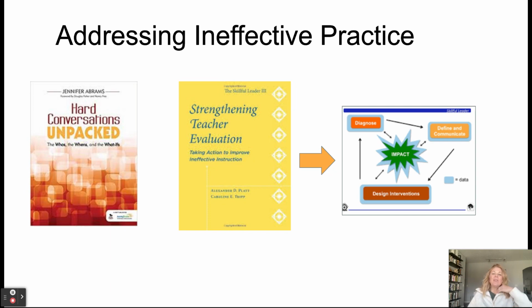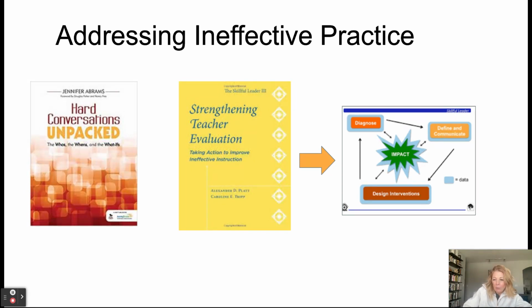Like I said before, there are a lot of different resources available, but this is definitely something that will be useful for you. The second text is Strengthening Teacher Evaluation, Taking Action to Improve Ineffective Instruction. It really specifically zeroes in, and it provides this process when dealing with ineffective practice to diagnose, define and communicate, and then design an intervention. And as illustrated, this isn't necessarily a linear process.